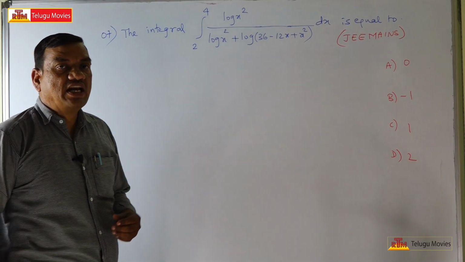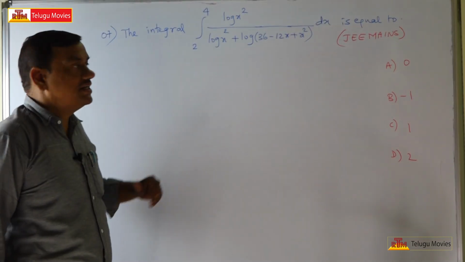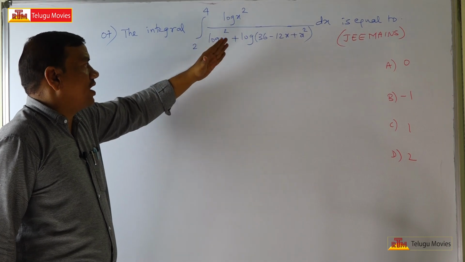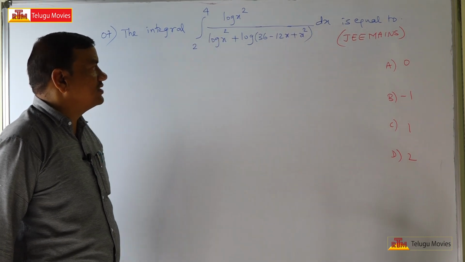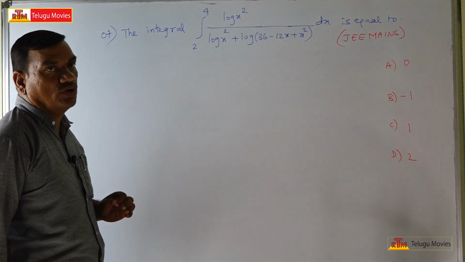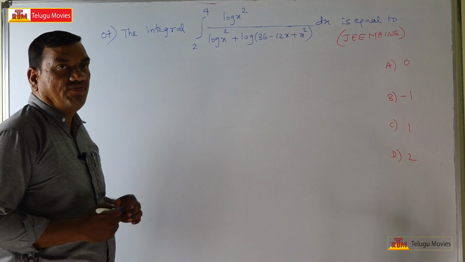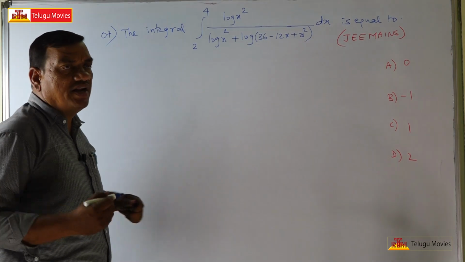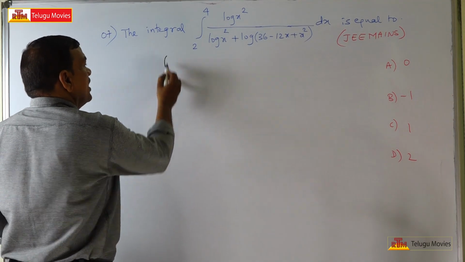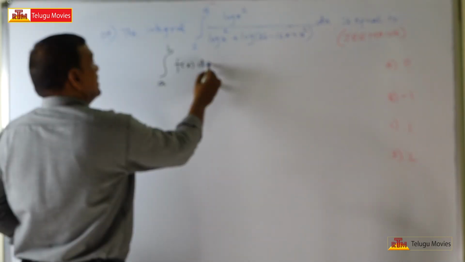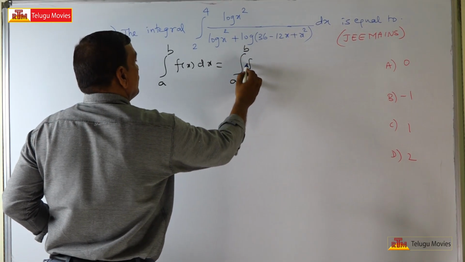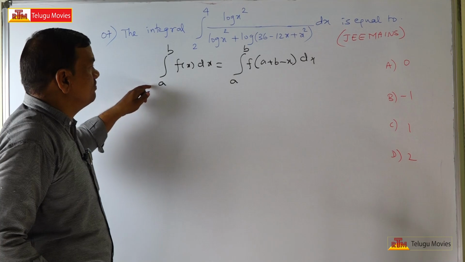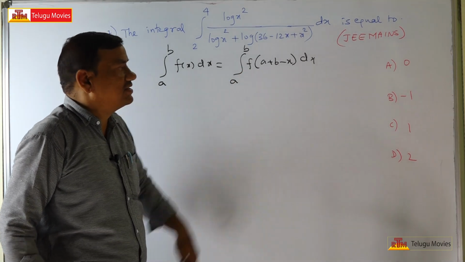Dear students, welcome to problem number 7. It is the integral from 2 to 4 of log of x square upon (log x square plus log of (36 minus 12x plus x square)) dx. This comes under definite integration. To solve this, whenever the integral from a to b is there, we have a very interesting property: the integral from a to b of f of x dx is equal to the integral from a to b of f of (a plus b minus x) dx.